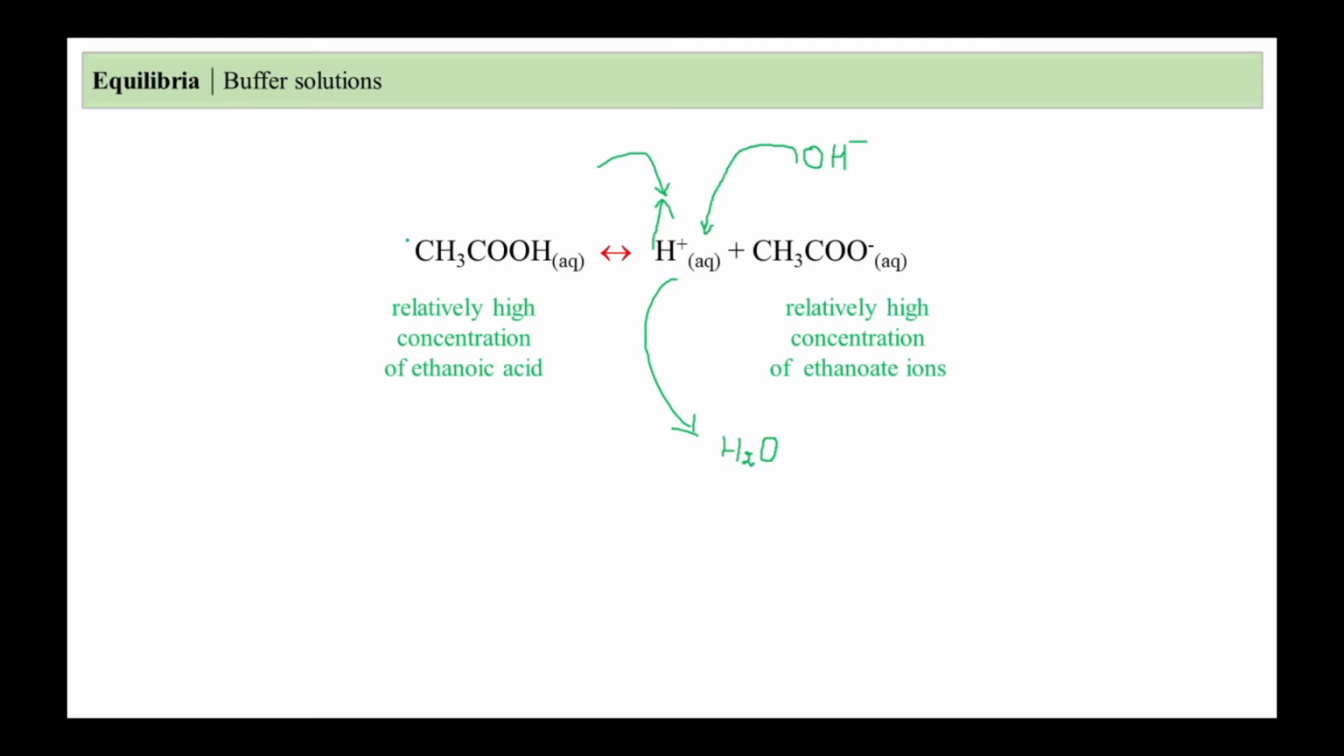Also here in this case, the large reserve supply of ethanoic acid will ensure that the concentration of ethanoic acid remains constant and does not change significantly. So the pH does not change significantly. So this is how a buffer solution works.